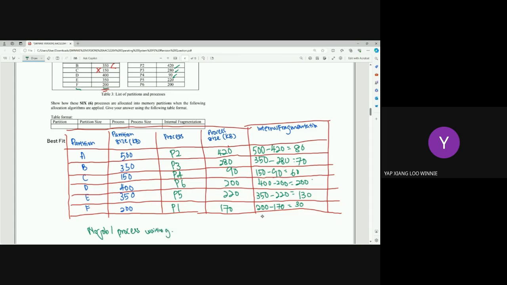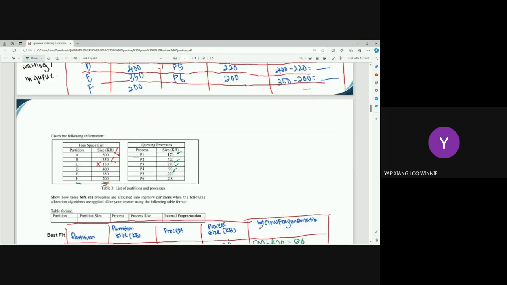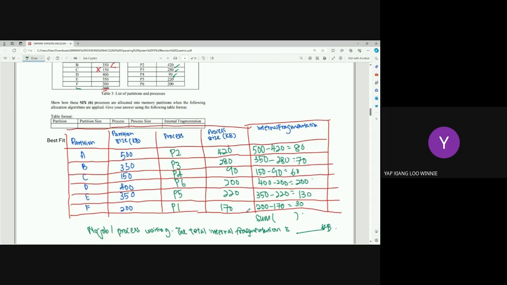And you sum this up. Here you do the sum of here. And you say the total internal fragmentation is what kind of value, followed by KB. So this is the best fit. Okay, so that's all for the first fit and the best fit.